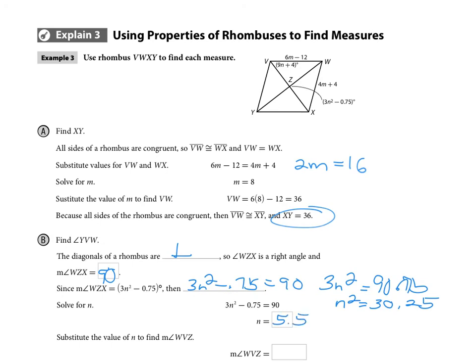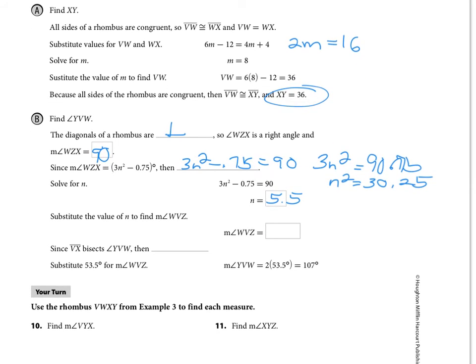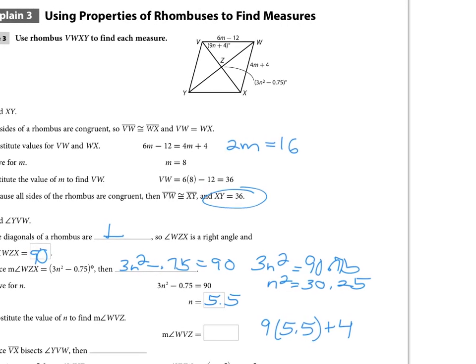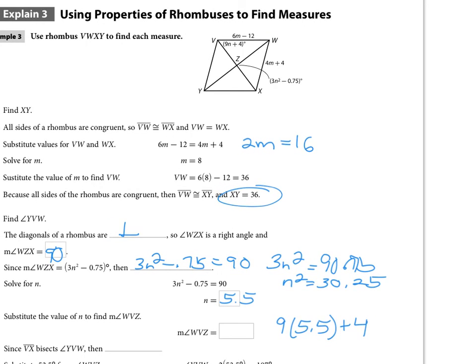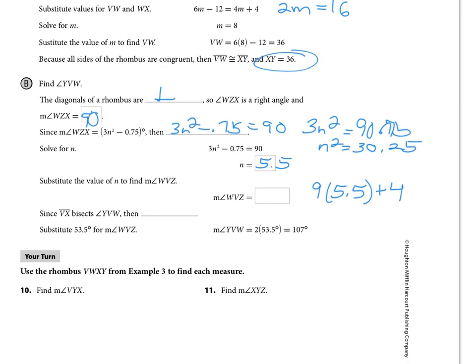And then finally, we're going to substitute that value of n that we just found in to find the measure of angle WVZ. So that's going to be 9 times 5.5, and then add 4 to it. Again, WVZ, if we go back up to the diagram, WVZ is here. 9 times the n value plus 4, and a little bit of math on that gives us 53.5.